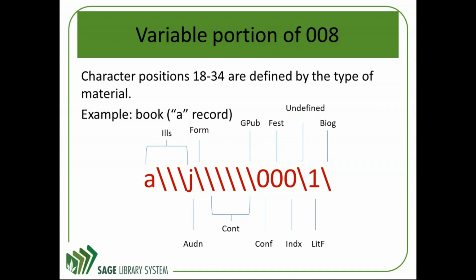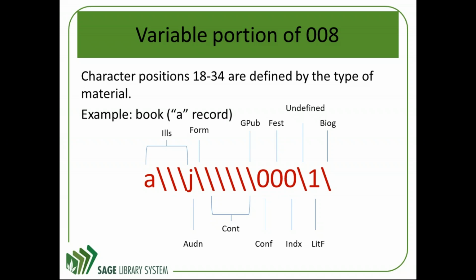Then that next position, number 28, government publication. So this is not a government publication, nor is it a conference publication. It's not a festschrift either. And in this case, it does not have an index. That next position, number 32, is undefined, so that gets a blank. That's just always going to be a blank position.